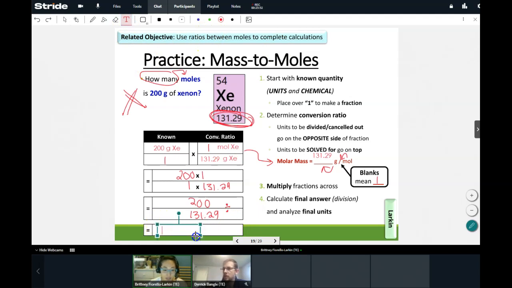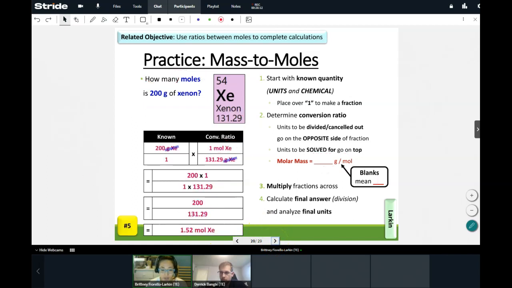Yeah, beautiful. So we should be ending up with 1.52 as our number. And then you are correct. Units here, grams of xenon cancel out. I'm left with moles of xenon. And that is definitely what I was solving for. So that looks beautiful. And so we now know that 200 grams of xenon is the same as 1.52 moles of xenon. That's our answer for number 5. First box, again, is just the number 1.52. Second box is going to be MOL space XE. Number 5, raise your hands.